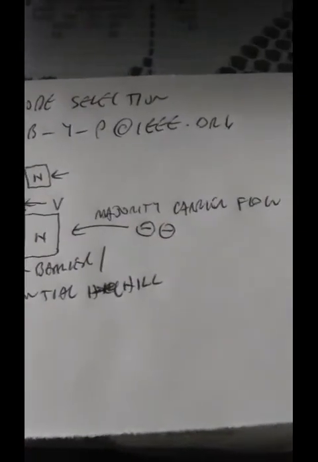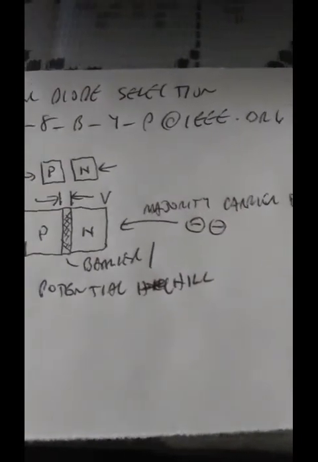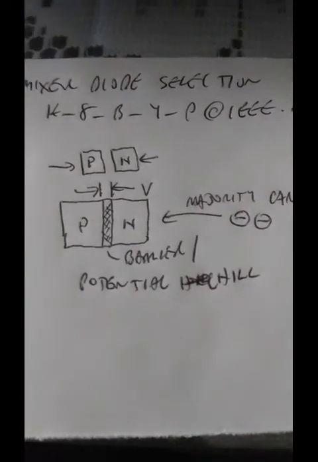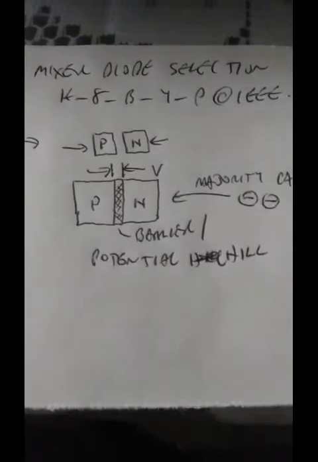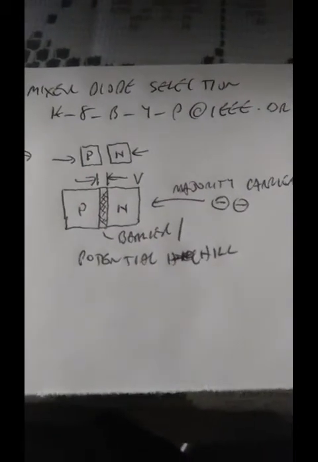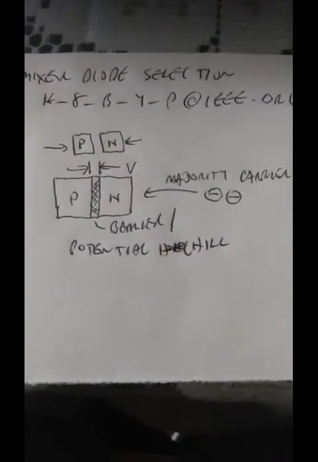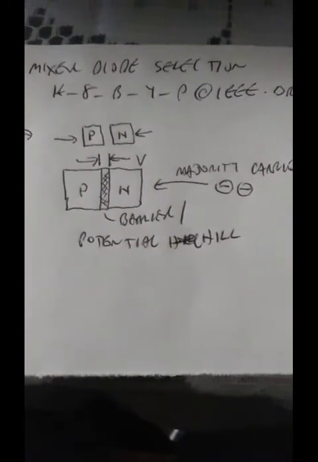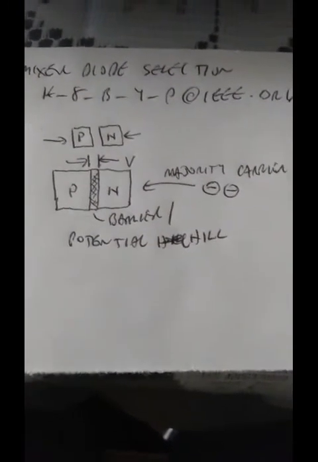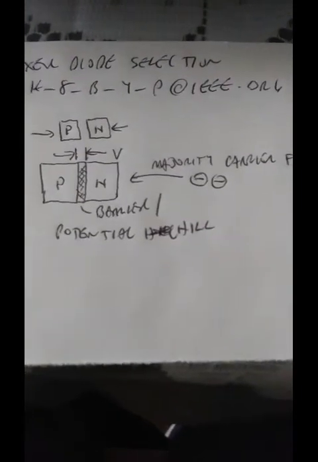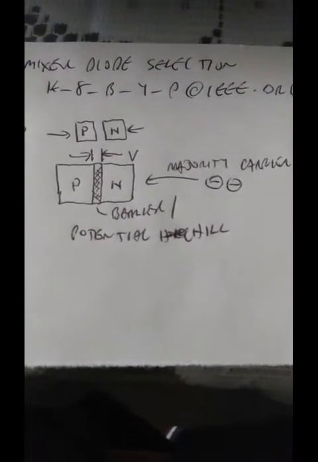And majority carrier flow, being electrons, goes from the right to the left, from negative to positive. That's what we call forward biased. That's described as a potential hill in semiconductor theory. Hill implies that energy input is needed to overcome it and allow current flow.